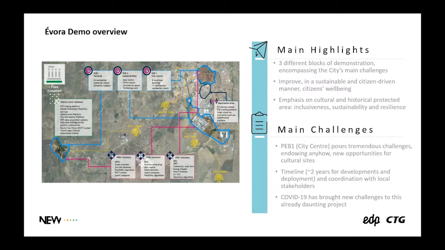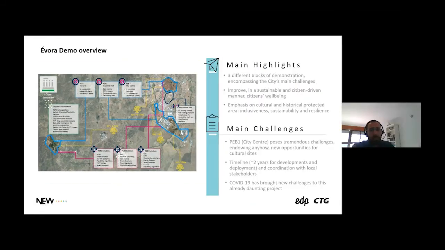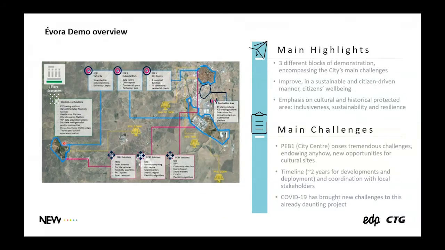Zooming in now on every demonstration, we know that we have different challenges. So, let me just bring here the pointer to guide you on the map. We have 3 of these positive energy blocks. The first one being the historical city center. The second one being the well-known Valverde village, well known due to the H2020 projects that have taken place over there. And the third positive energy block is this one, the industrial area.